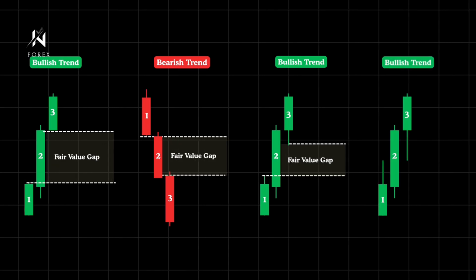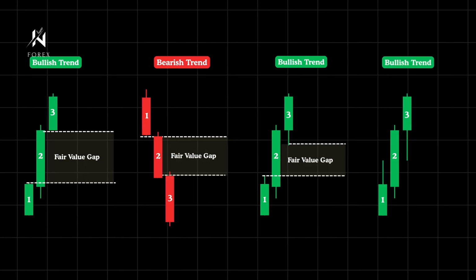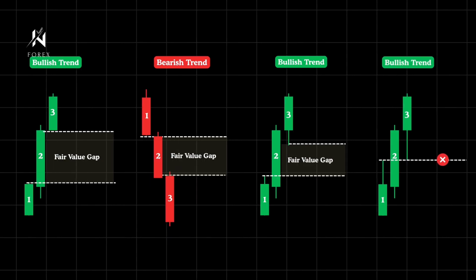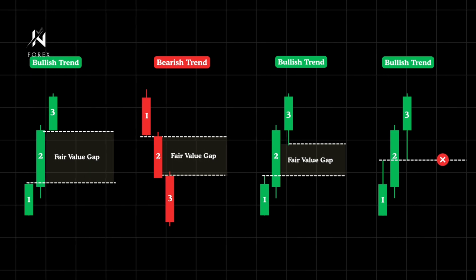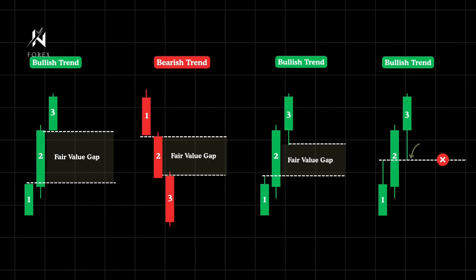But whenever the market creates price balance by giving equal participation to buyers and sellers, and no gap exists between 2 candles, there will be no fair value gap on the chart. In this situation, we call such market activity balanced price action, as no imbalance is present.